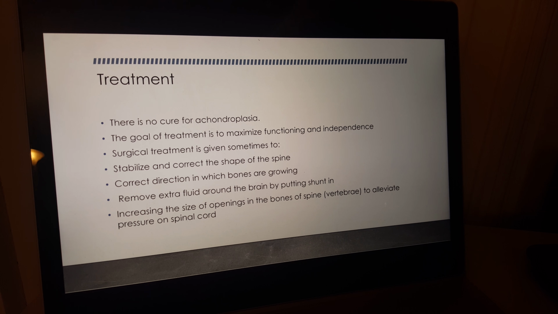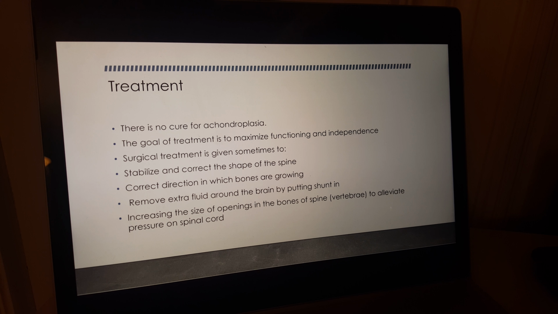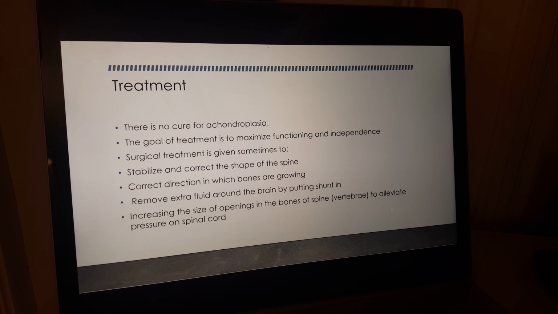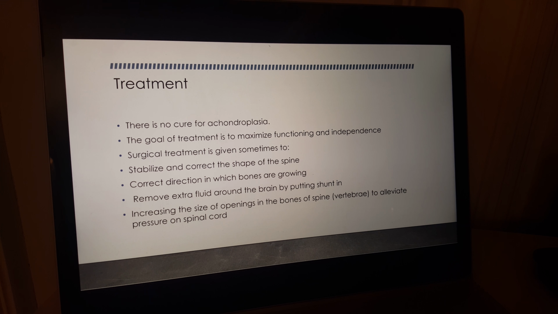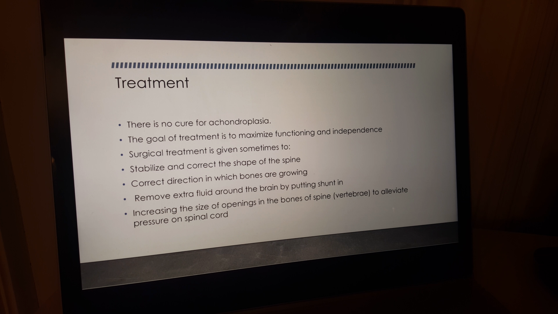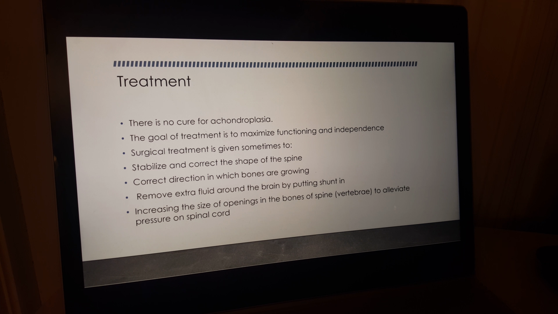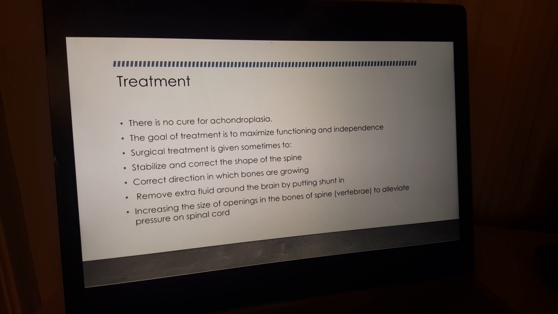Treatment. There is no cure for achondroplasia. The goal of treatment is to maximize function and independence. Surgical treatment is sometimes given to stabilize and correct the shape of the spine, correct the direction in which bones are growing, remove extra fluid around the brain by putting a shunt in, or increase the size of openings in the bones of the spine vertebrae to alleviate pressure on the spinal cord.